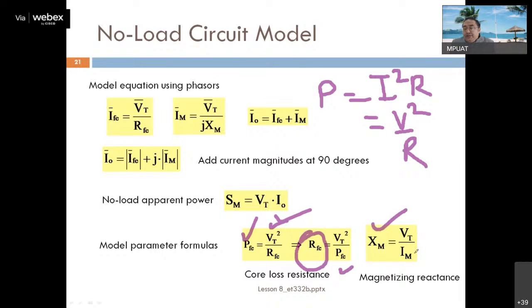Similarly, I can calculate XM also. XM I can calculate as VT upon IM. How to calculate IM? That IM is nothing but I naught sin phi naught. Is it clear? So all these things should be clear in your mind, that by knowing these parameters VT and PFE, you can calculate RFE, or you can also calculate XM by I naught.